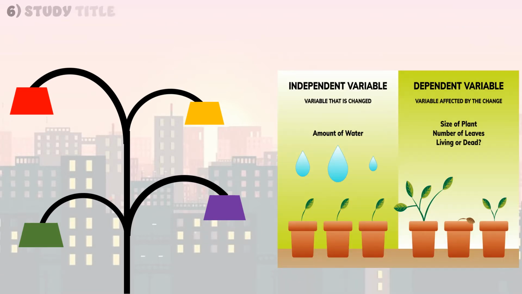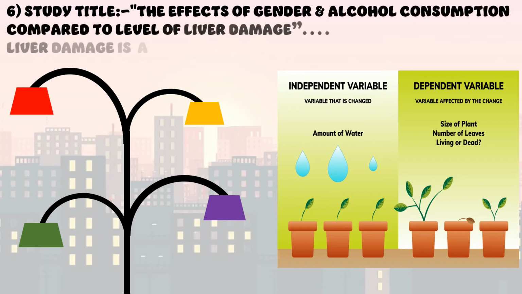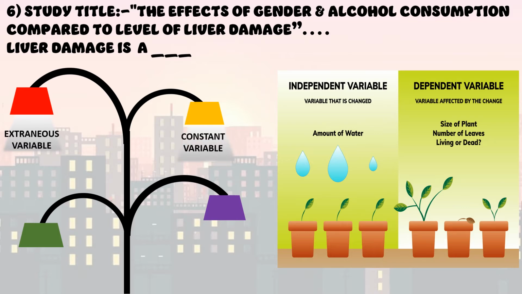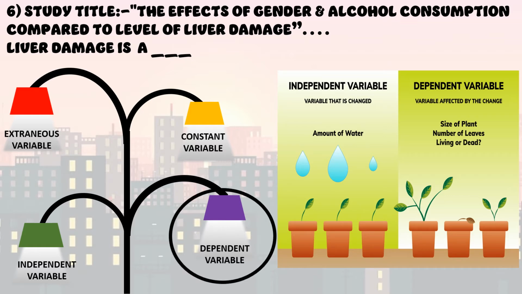Question number 6. Study title: The effects of gender and alcohol consumption compared to level of liver damage. So here liver damage is, options are extraneous variables, option 2 constant variable, option 3 independent variable, and option 4 dependent variable. And the correct answer is option 4 dependent variable.